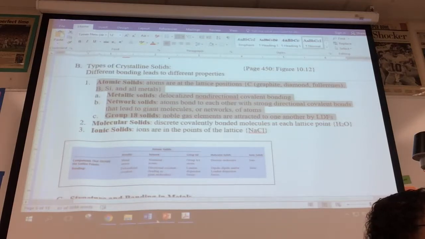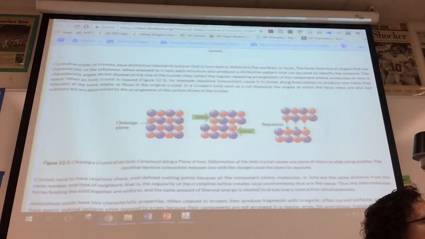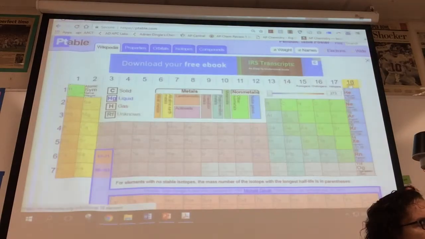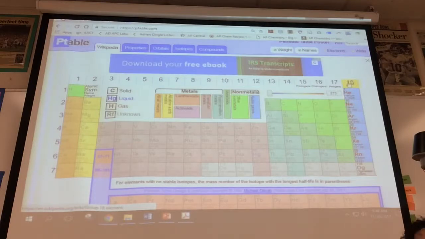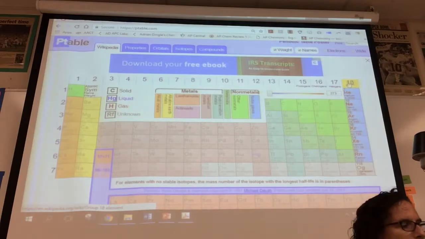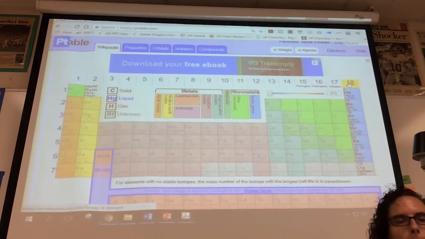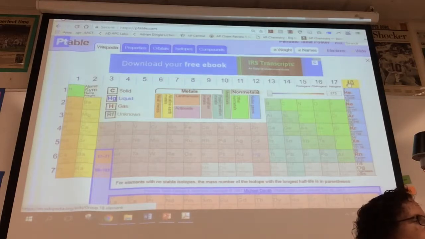In terms of group 18 solids, one thing I do want to remind you of is if you were looking at group 18, which of the following would have the strongest IMFs, neon or xenon? Xenon. Why? Larger number of electrons. It has more electrons, therefore it's more polarizable, hence its LDFs are stronger, giving rise to higher melting and boiling points. You got it. Good.